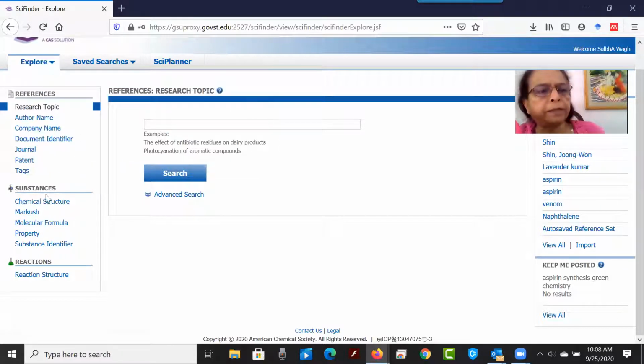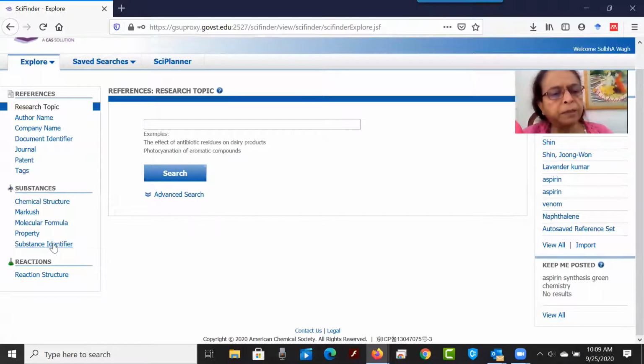Then these substances, you're going to be using chemical structure, molecular formula. A property you won't need to use, but it's in case you are asked to find a solvent for something and you know some of the properties that you need the solvent to have. That's where you will use this, because it gives you the properties of solvents and reactants and how they work together. It's not something that you're going to be using this year, I think.